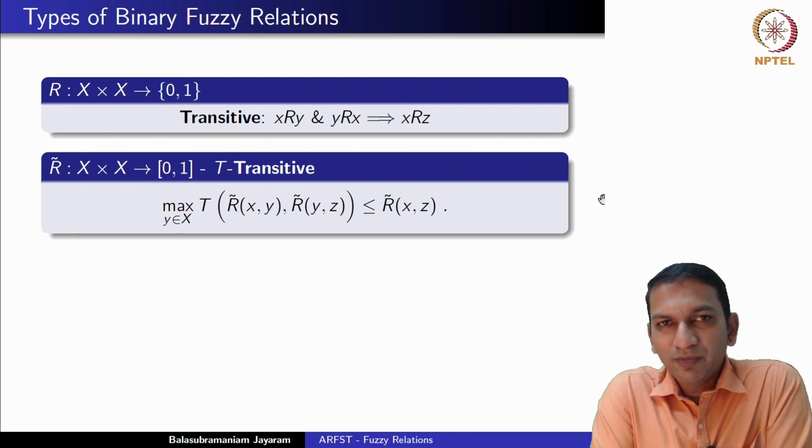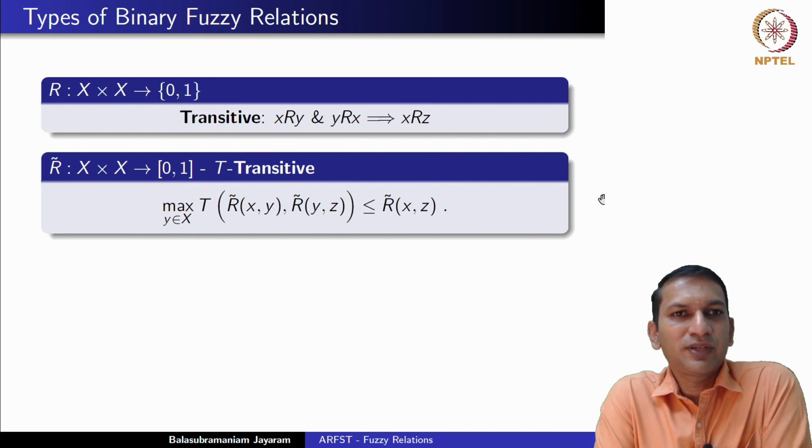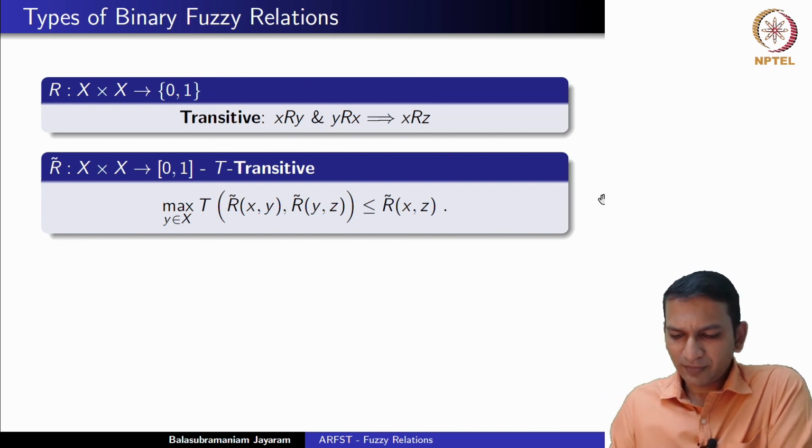Why only minimum? We could also use any t norm. So typically it is called t transitivity for a given t norm. And you will see that in the classical case, because we are dealing only with zeros and ones, it is exactly the same as the definition of transitivity that we have seen earlier.